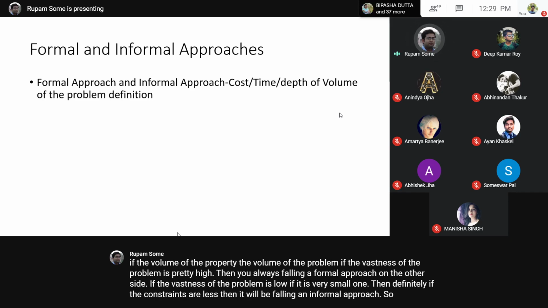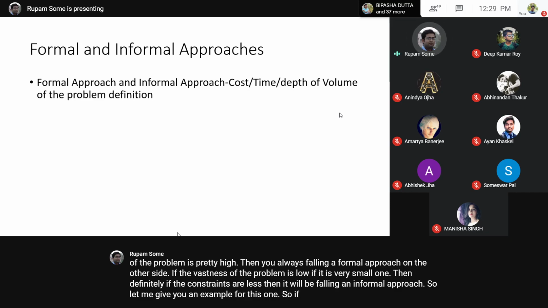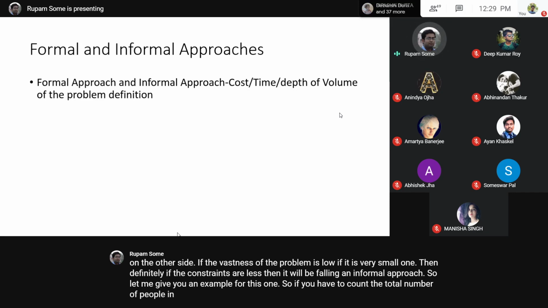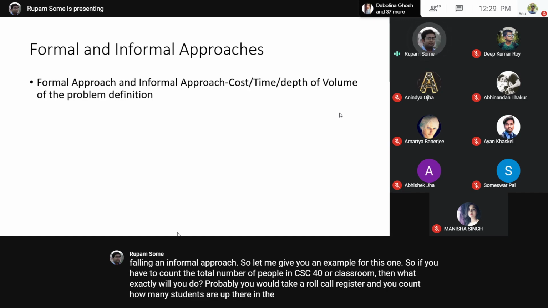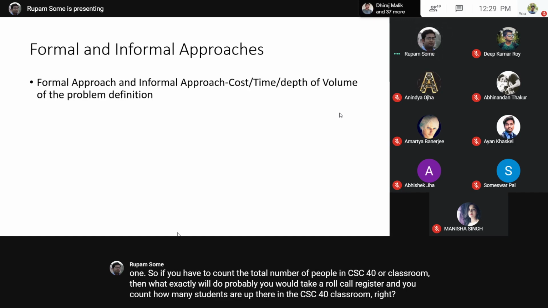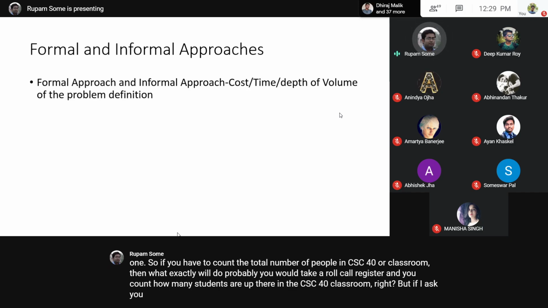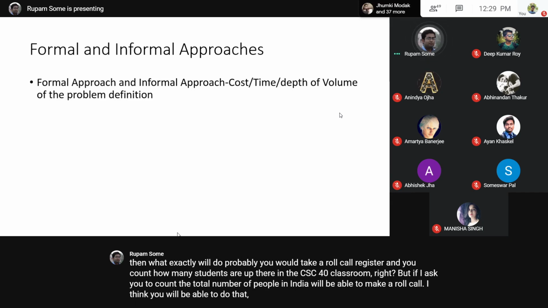So let me give you an example for this one. If you have to count the total number of people in the CSC fourth year classroom, then what exactly will you do? Probably you will take a roll call register and count how many students are in the CSC fourth year classroom, right? But if I ask you to count the total number of people in India, will you be able to make a roll call? I think you will not be able to do that. But take a note on this.